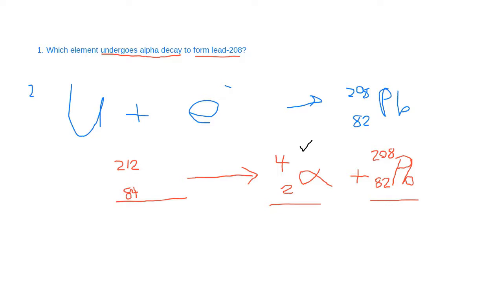Based on the fact that its atomic number is 84, what element might this be? Polonium. Polonium, yep. Ta-da! Okay, this second equation works.